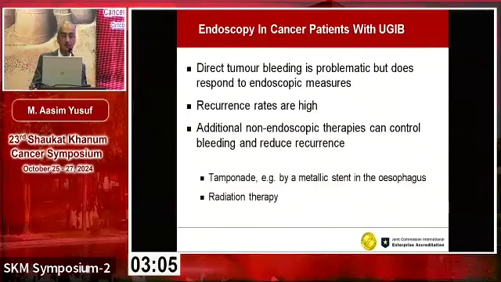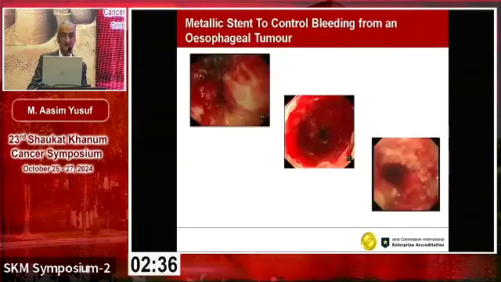But there are additional non-endoscopic therapies which can control bleeding and reduce the recurrence of GI bleeds. These include tamponade by a metallic stent, again in the esophagus, is very effective for bleeding from esophageal tumors. And last but not least, we have our radiation colleagues here as well. Radiation therapy is the final form of treatment that we can use to help in management of difficult to control tumor bleeds specifically.